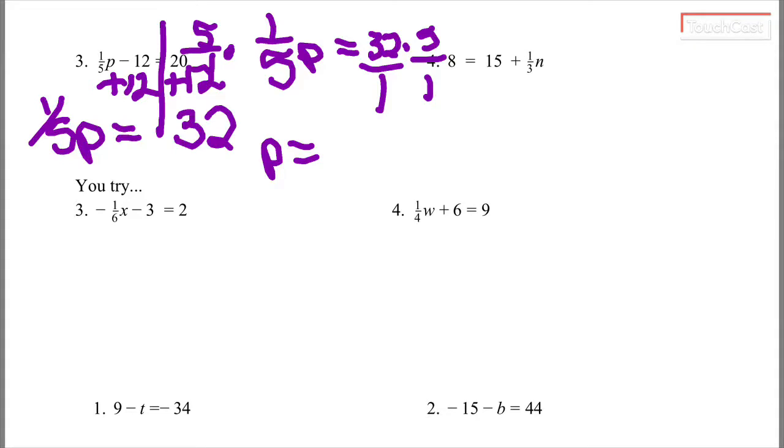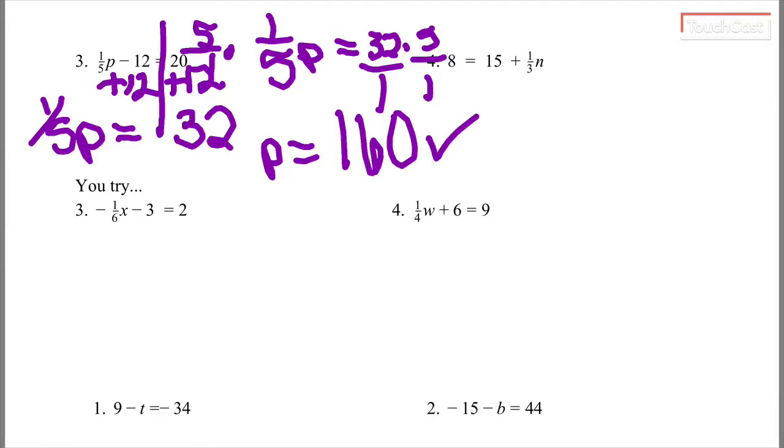I'm going to get my calculator out and do 32 times 5. And that equals 160, so p equals 160. You can check to see if that's right by doing 1/5 times 160. 160 times 0.2, which is also 1/5. That equals 32. 32 minus 12 equals 20. Good work.